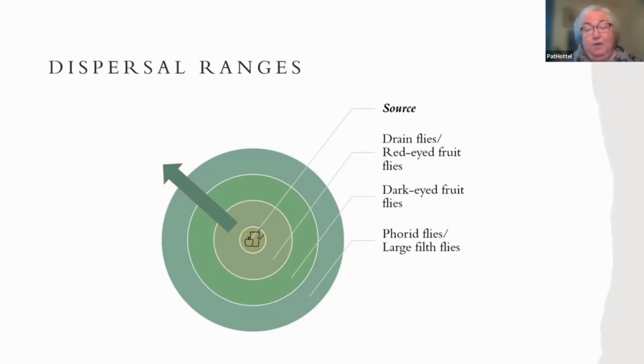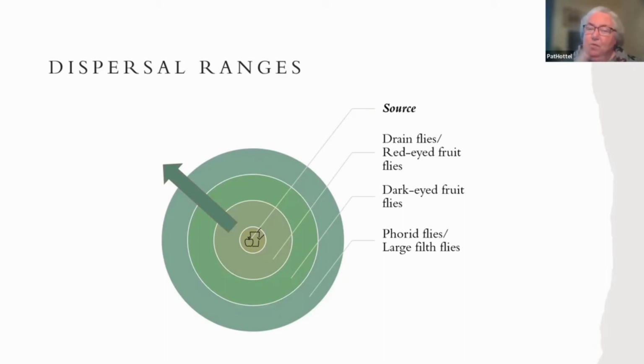You can get drain flies coming in from the outside from a distance, right? Red-eyed fruit fly, but when we're talking about structures, typically fairly close. Dark-eyed fruit fly maybe a little further. Phorids, we had a hospital where we had a phorid fly infestation traced to a grease trap in the basement of this hospital, yet we were getting phorids on the second floor operating room, quite a distance.